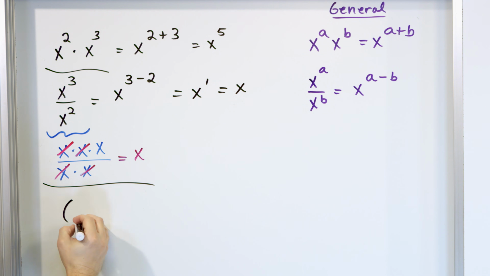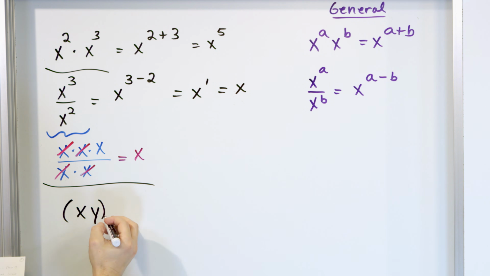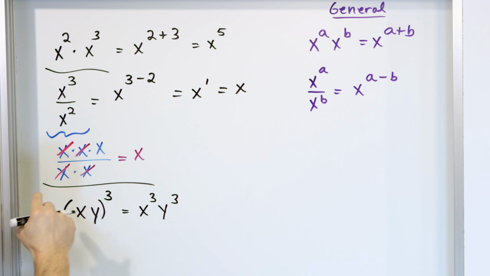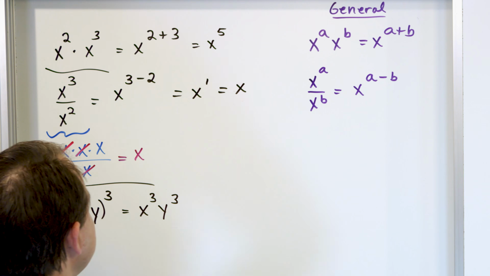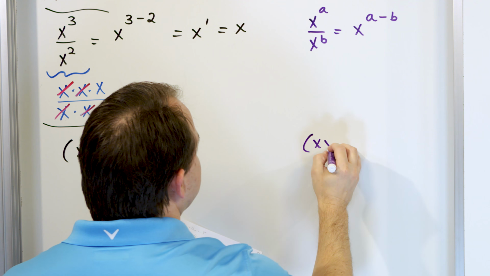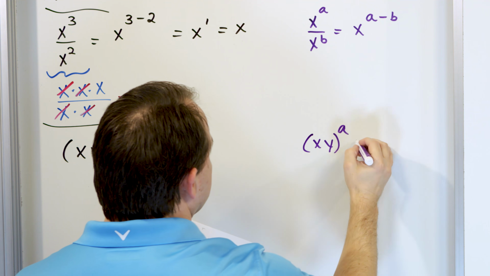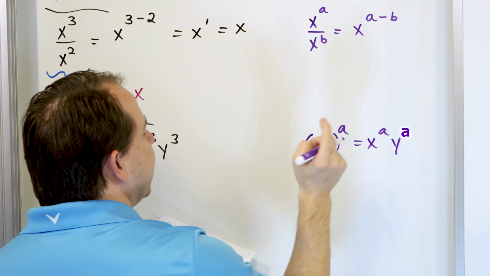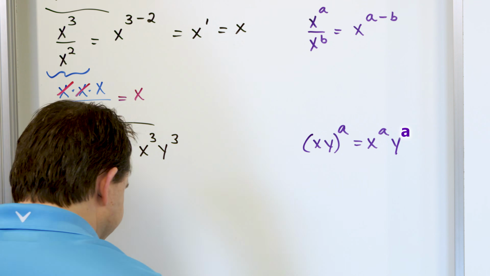Now, what if we have a product of 2 different variables, x times y, and we raise that to an exponent? So what happens is this exponent gets applied to each term, almost like it's distributed in as follows. X to the third, y to the third. You apply that exponent to every term in there. And if you had to generalize this over here, the way you would see it in a textbook would be x times y to the a power is x to the a power times y to the b power, taking that exponent and applying it to everything inside, to every term inside.